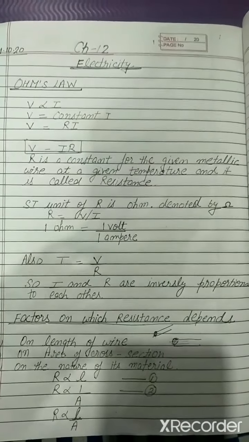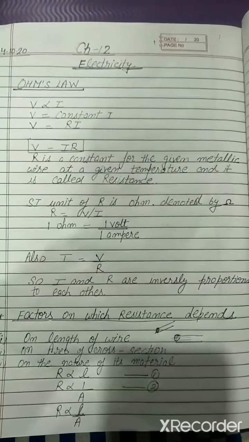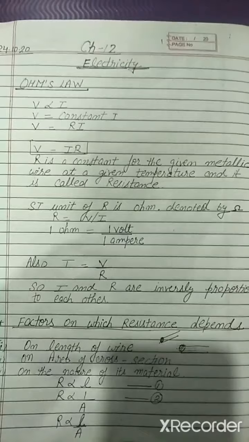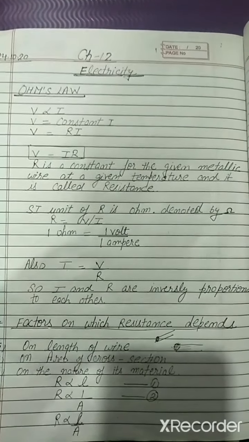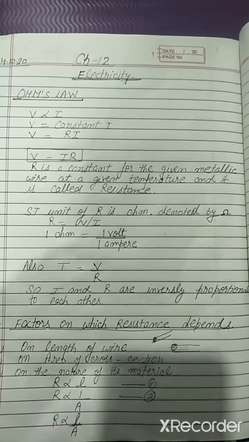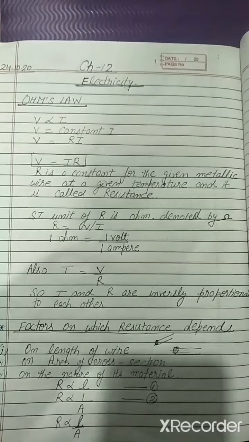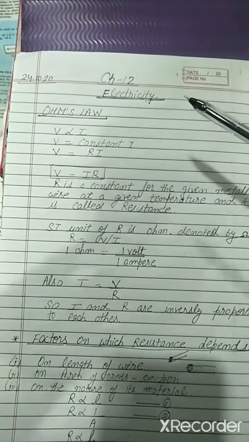In the electricity subchapter, we now see Ohm's law. Ohm's law is a relation between the potential difference and the current flowing through the conductor. Conductor means the metallic wire we are using. So Ohm's law states that potential difference is directly proportional to the current, and we write V is directly proportional to I.